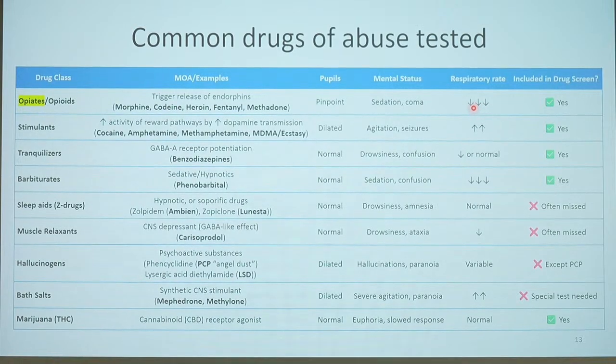If we look at the toxidrome clinical presentation characteristics, there is some overlap, but there are only a few that present with dilated pupils. Opioids are the only ones that present with pinpoint pupils. But if we take another example, bath salts, we know that's a manufactured CNS stimulant. It presents with dilated pupils, and it causes severe agitation and paranoia. And it is not found on the standard urinary drug screen and requires specialized testing.